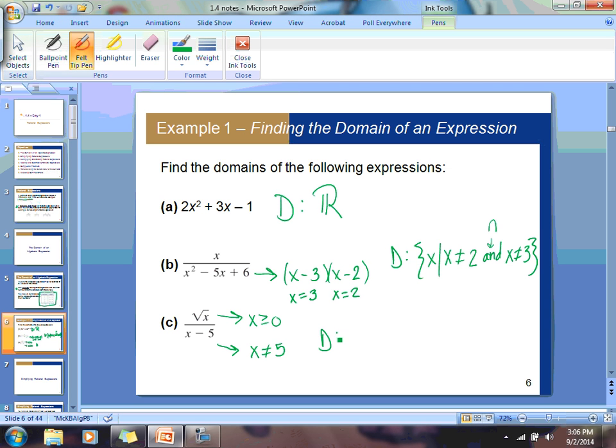And again, I'm going to write that in set notation. So all of the x values such that x is greater than or equal to 0 and x is not equal to 5. Just remember that when you have a radical in the numerator, you have to take any limits on that radical into account as well as what's in the denominator.